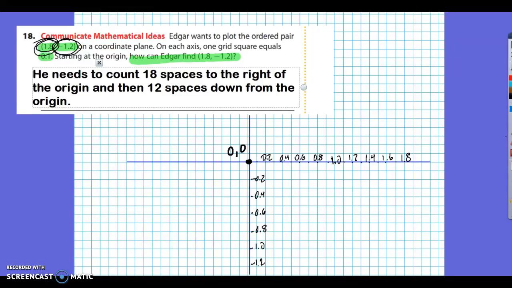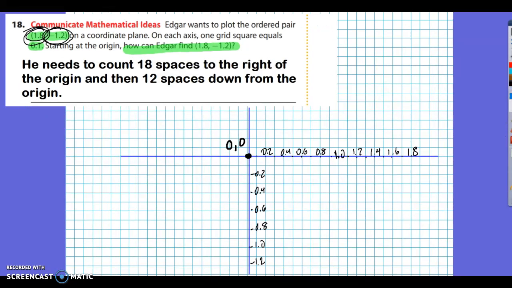And it doesn't say explain, even though I did. I felt like I had to explain that in order for you to understand it. If they did ask us to graph it, we would go over to 1.8 and then down to 1.2. And I think if I counted right, it might be here or one off. That's going to be positive 1.8 and negative 1.2. It's going to be that point right there, if you're going by tenths.